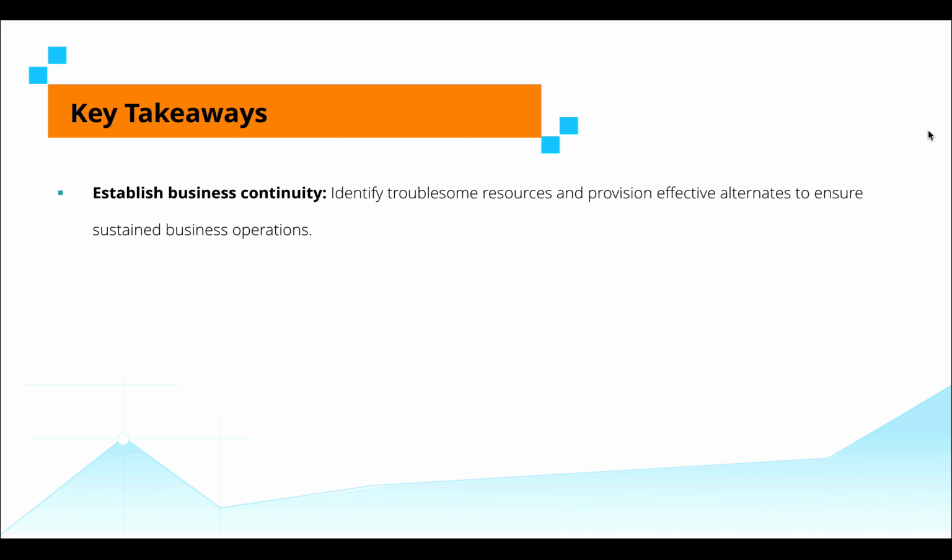Establishing business continuity. To truly fortify your organization's march against IT disruptions, it is good practice to identify troublesome resources. By leveraging insights on their downtime behavior, you can easily remove these resources and provision effective alternates to ensure sustained business operations.